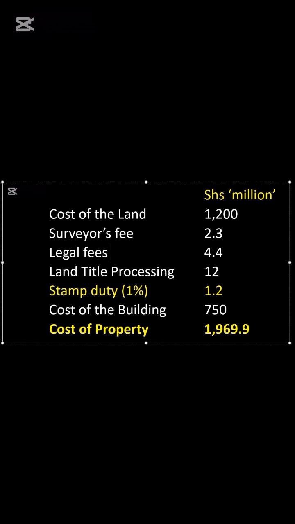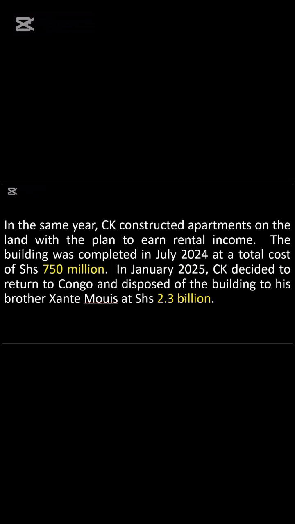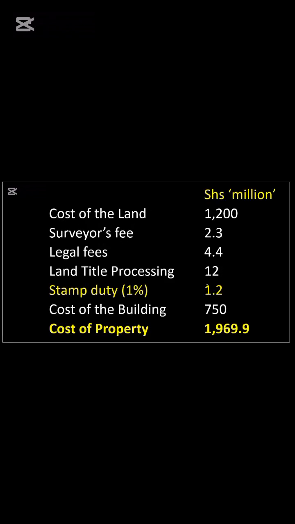Then the building itself, of course, they are telling us that he built and he developed the land, he built apartments on the same land, and it was built at a total cost of 750 million. So now, if we total up all the costs, we shall get the cost of property. In the previous videos, I told you about property. Property means land and the buildings.